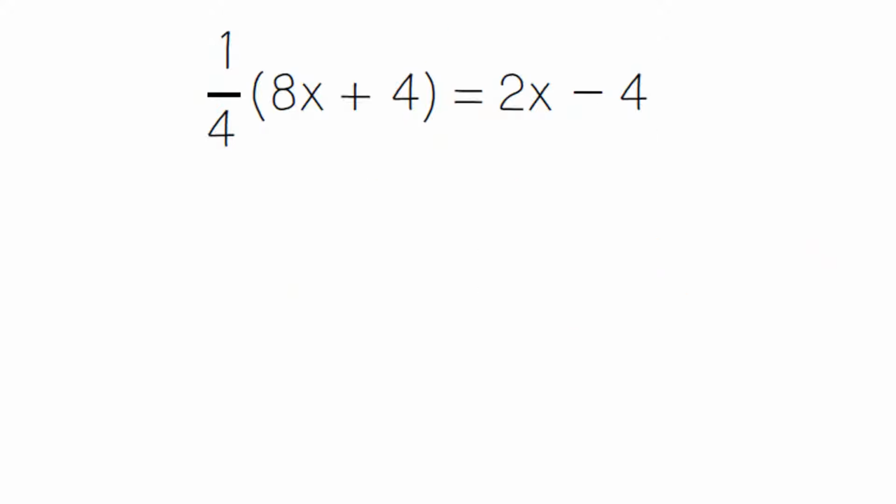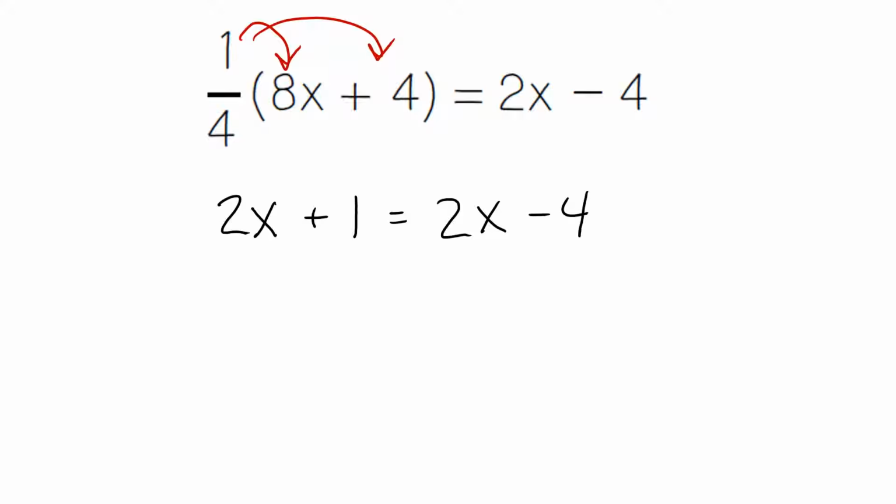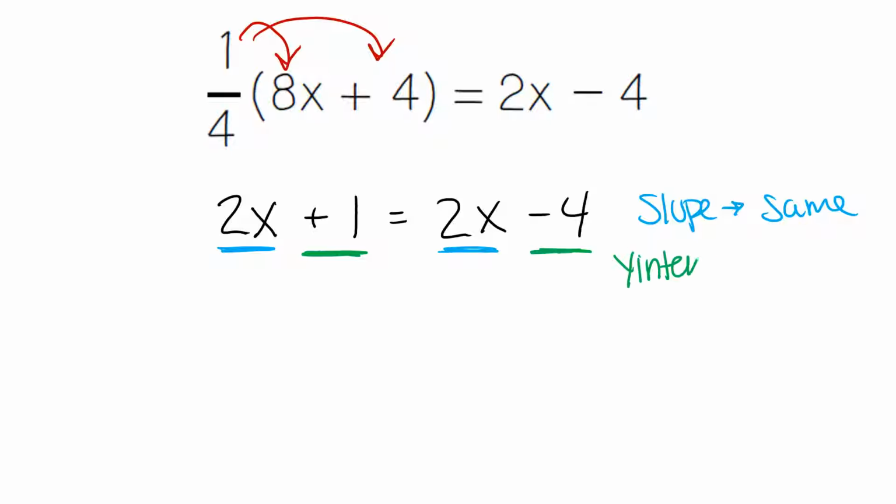For this problem, we start by distributing our 1/4 to both parts of the parentheses. 1/4 times 8 is going to give us 2. 1/4 times 4 is going to give us 1. Looking here, we can see that our two x's are the same, so our slope is the same. And our y-intercepts, the plus 1 and the minus 4, are different. When you have the same slope but a different y-intercept, we get a no solution problem.